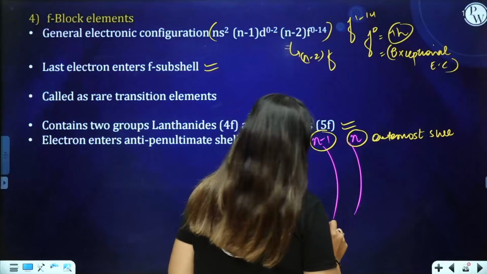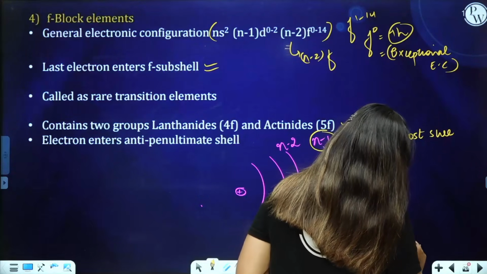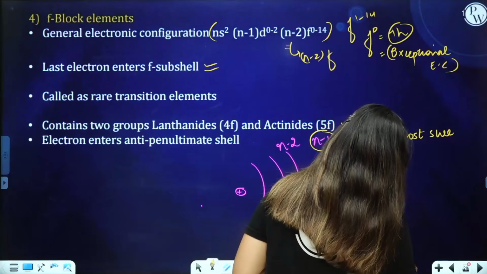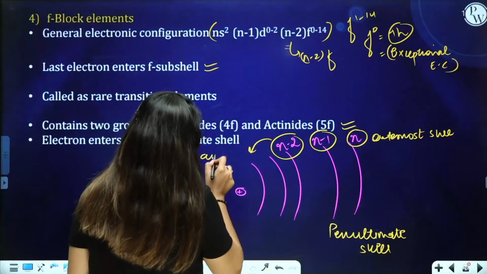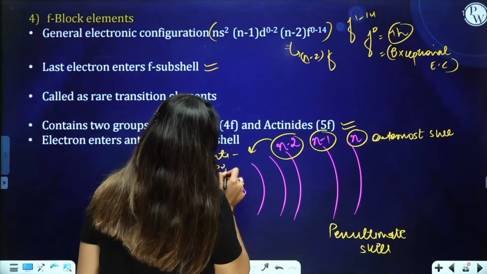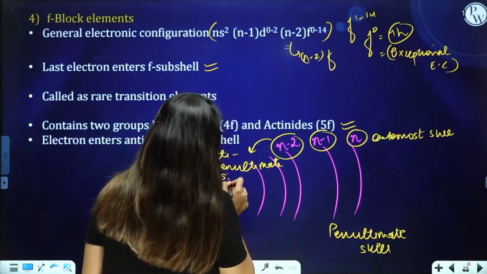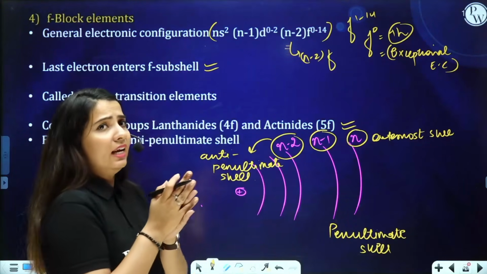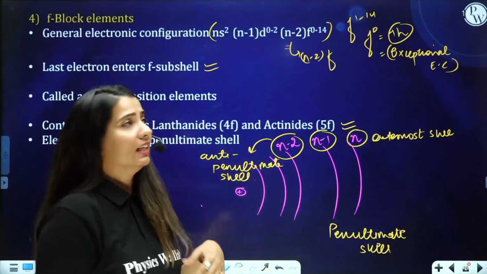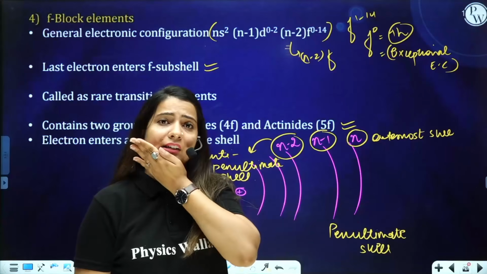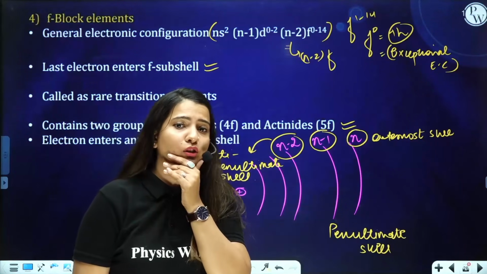This n minus 1 will be called the penultimate shell, whereas this n minus 2 will be called the anti-penultimate shell. And you can see very nicely in f block elements, the f electrons are filled in the anti-penultimate shell, which is n minus 2. D electrons are filled in n minus 1, and s is filled in the outermost, which is ns.